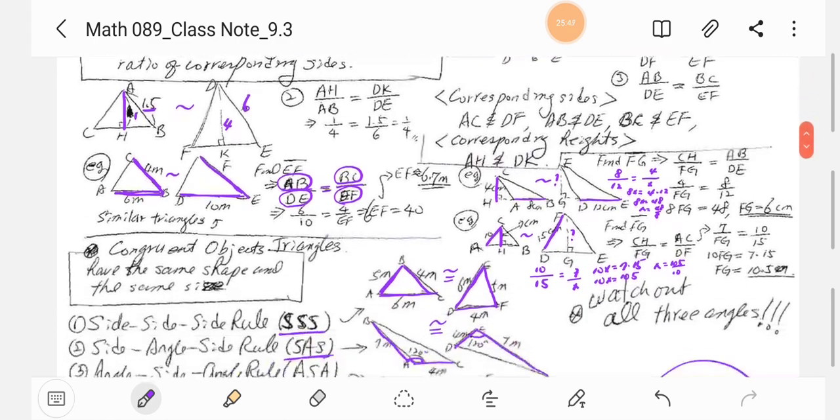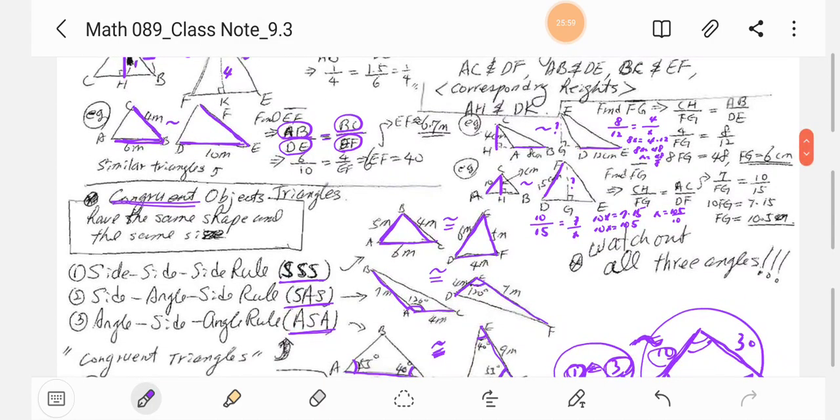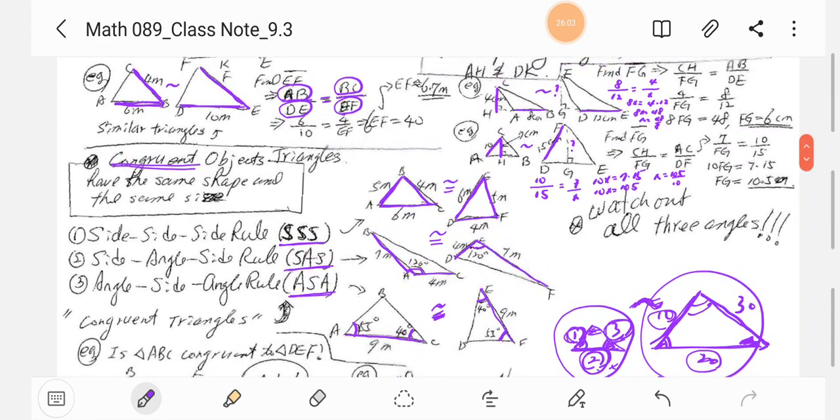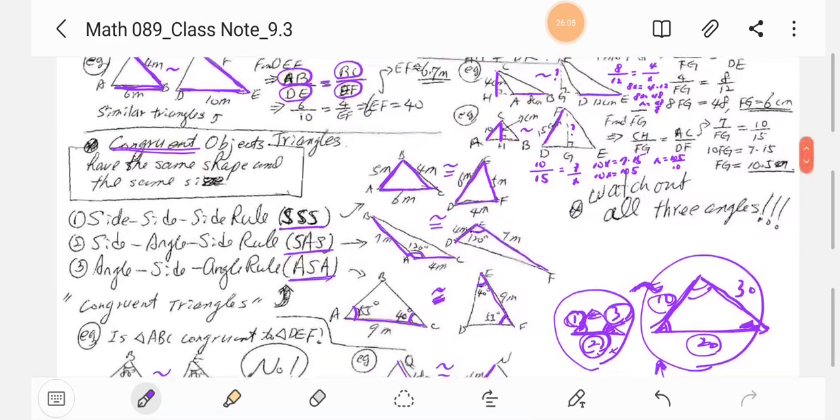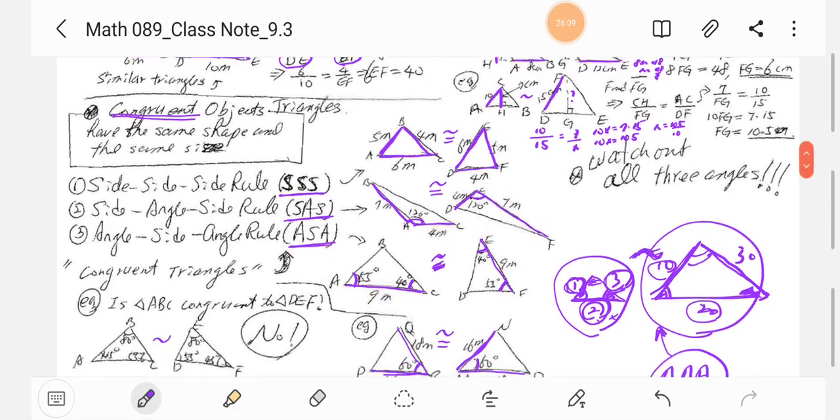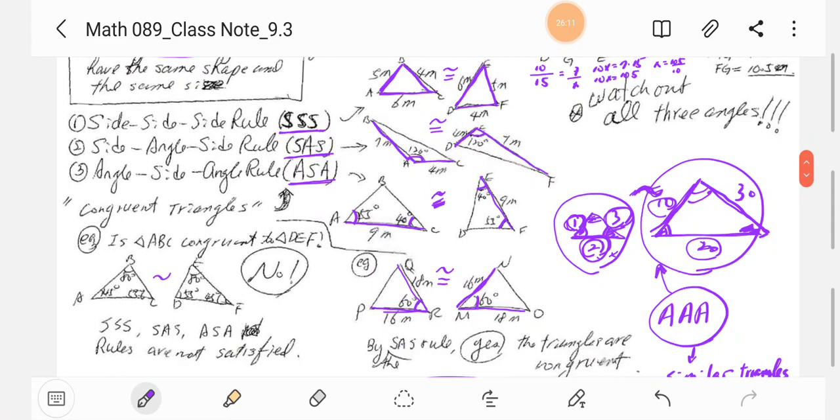That's really important. And congruent triangles means what? Two triangles are exactly the same. So the corresponding sides are the same, and the corresponding angles are the same. So we can use SSS rule, SAS rule, or ASA rule. Okay, that's it.